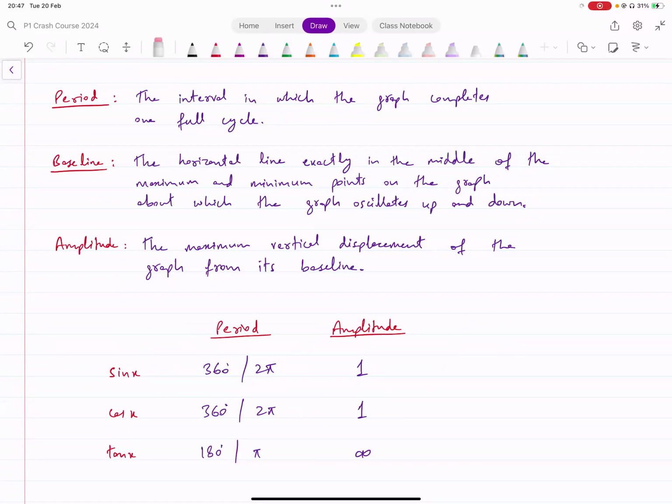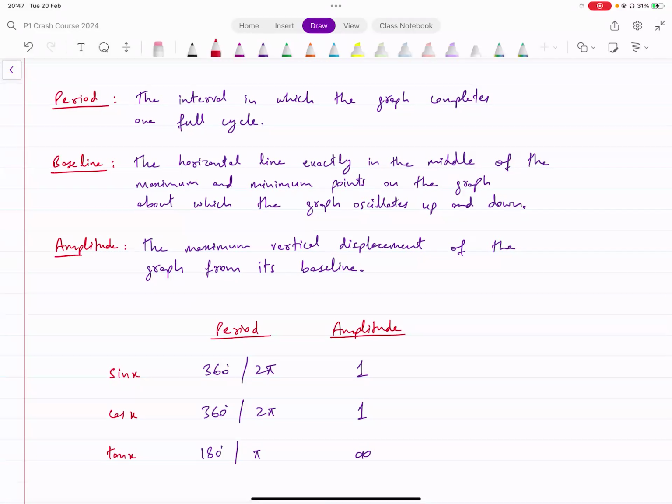We talked about the baseline. Baseline is the line about which the graph moves up or down. It's exactly in the middle of the maximum point and the minimum point. It's a horizontal line. And amplitude is the maximum displacement of the graph from its baseline. So from the baseline, what's the maximum displacement vertically upwards and downwards? That's what the amplitude represents.